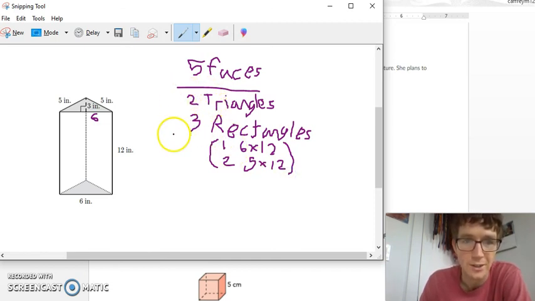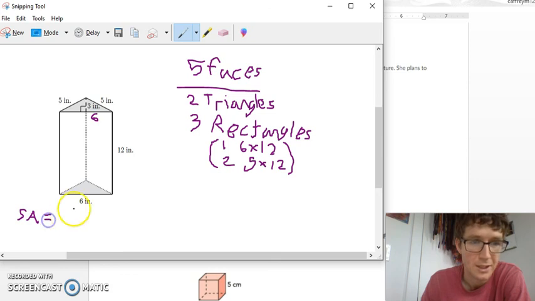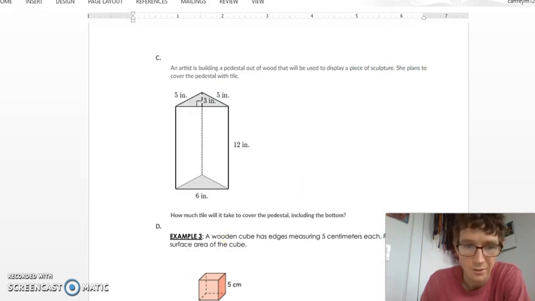So we've got 2 triangles, 3 rectangles. What I want to do first is find the area of all the rectangles. To do that, I'm going to keep a tally over here. At the end of the problem, when we calculate our surface area, we're going to have to add everything up. So we're going to add up each rectangle and each triangle. We should be adding up 5 total numbers. Some of them might be the same. So let's think about rectangles for now.